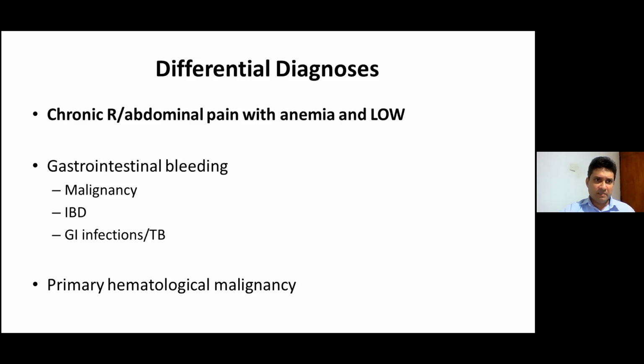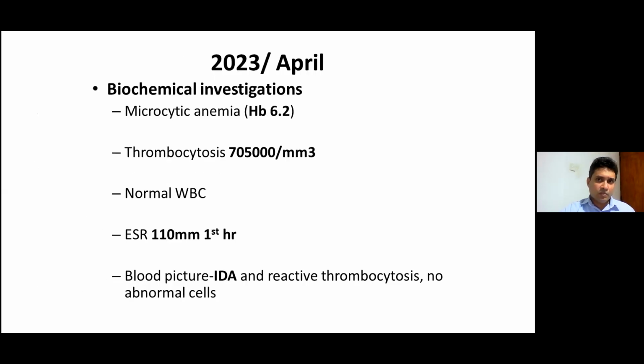So this could be a gastrointestinal bleeding, which can be due to malignancy, inflammatory bowel disease, or chronic GI infections such as tuberculosis. And also this can be a primary hematological malignancy, even though the abdominal pain cannot be directly explained by hematological malignancy. So keeping those differential diagnoses in mind, we did these investigations.